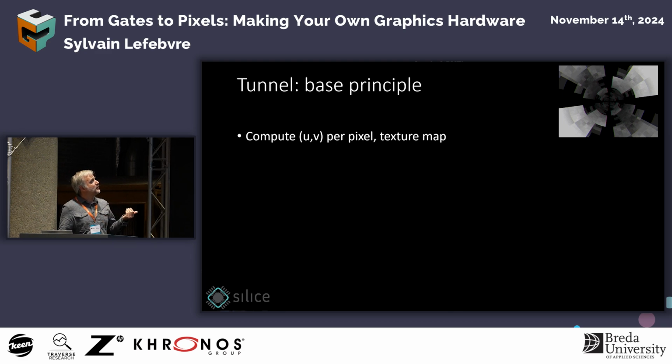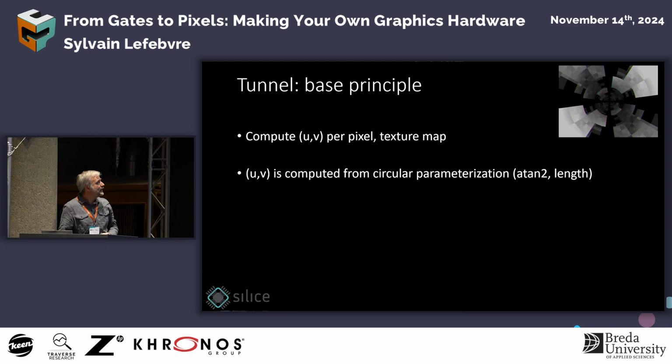So the goal is to compute this UV per pixel such that we have the illusion of a texture map, and you can probably recognize a XOR pattern between the coordinates creating this texture map, so it's also a procedural texture, of course. And the UV is computed from a circular parameterization. So what this means is you have a given pixel coordinate, you create a vector from the center, and you need to compute the angle of this vector and the length of this vector.